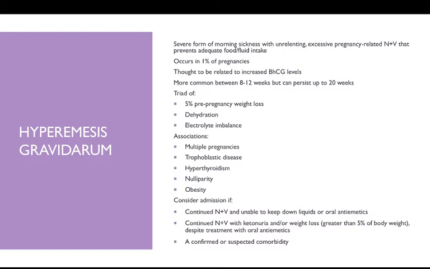The point at which you might consider admitting a pregnant woman with hyperemesis gravidarum is if they have continued nausea and vomiting and they're unable to keep down liquids or oral antiemetics. Or if they have continued nausea and vomiting with ketonuria, so ketones in their urine, and/or weight loss greater than 5% of their body weight despite treatment with oral antiemetics. Or you might consider admitting them if they have a confirmed or suspected comorbidity. So if they have hyperemesis gravidarum and also they're diabetic, you might consider keeping them in because it's more important for them to maintain their fluid levels, as they're at increased risk because of another comorbidity.